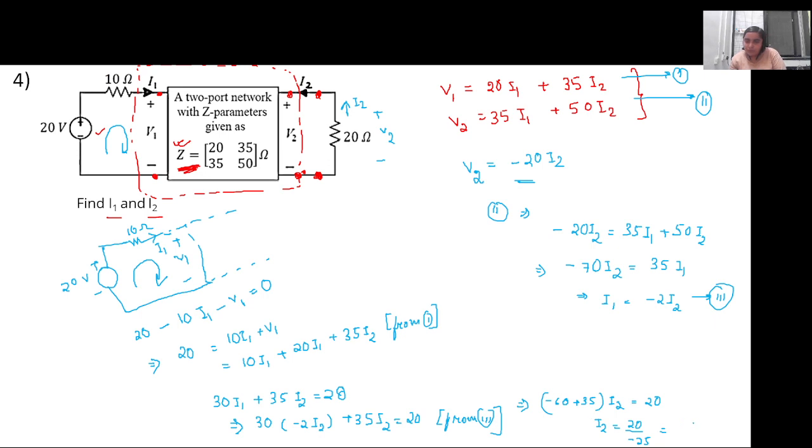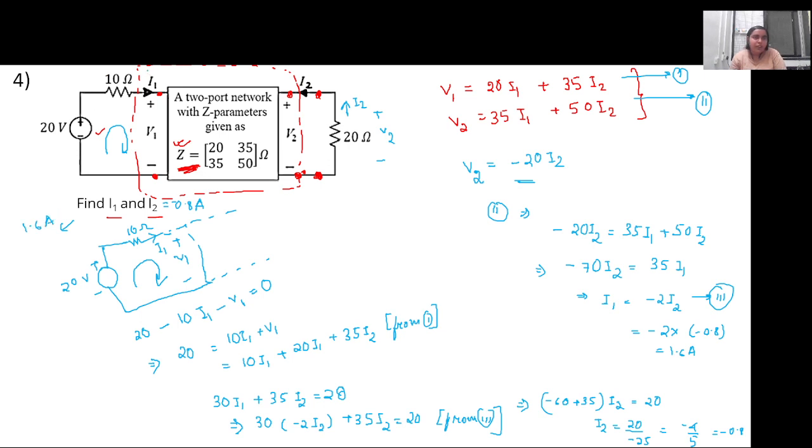Right? So it is minus 4 by 5, or minus 0.8. So I2 we got as minus 0.8 ampere. Then if we put it in equation 3, I1 will be equal to minus 2 into minus 0.8, which is 1.6 ampere. So I1 is 1.6 ampere.